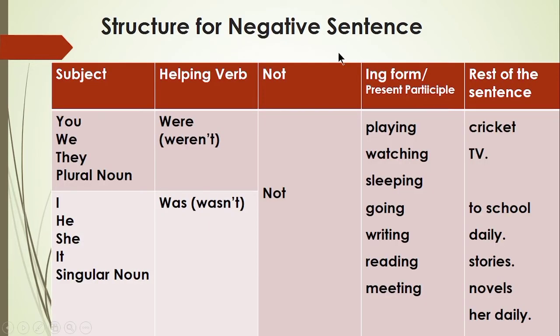Now, how to make negative sentences? What could be the structure for negative sentences? So again, we have the subject, you, we, they, or plural noun, and they are followed by were. I, he, she, it, or singular noun, they are followed by was. And then we put not. Remember, we can also make a contraction of helping verb and not, like weren't or wasn't. And then again ing form and then rest of the sentence.